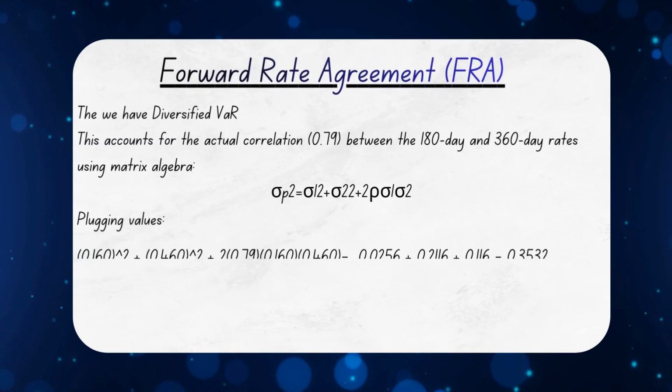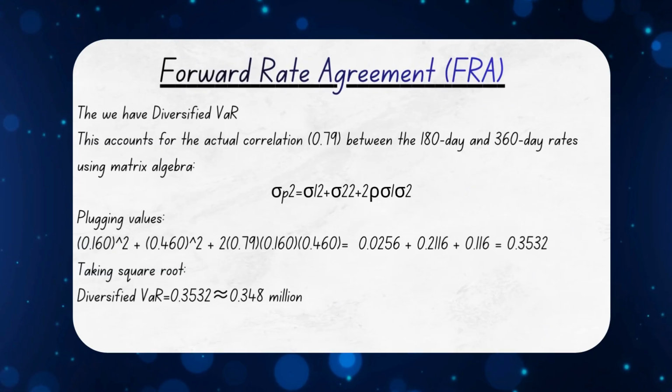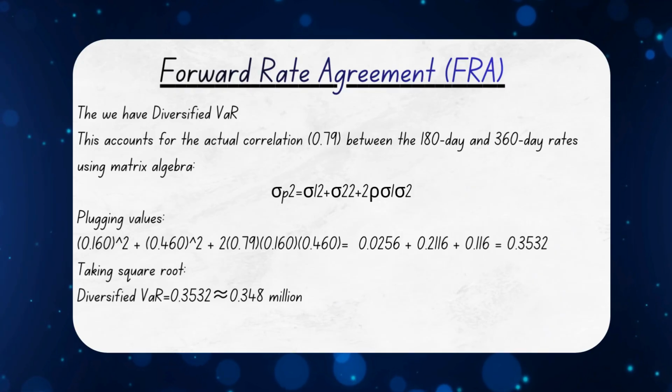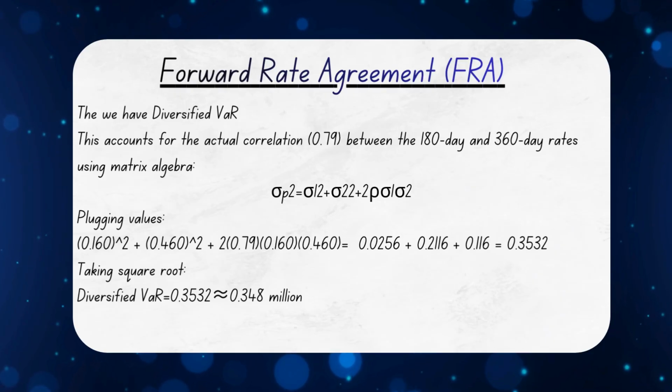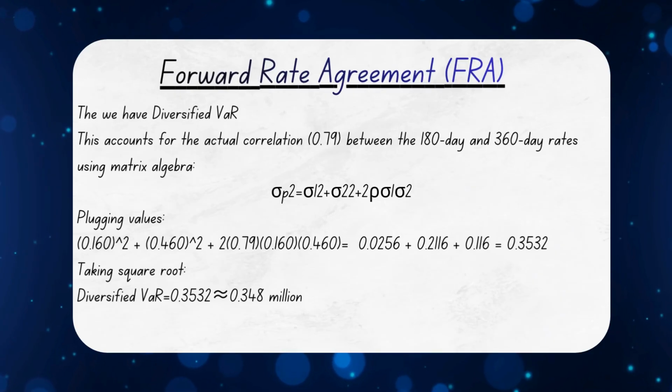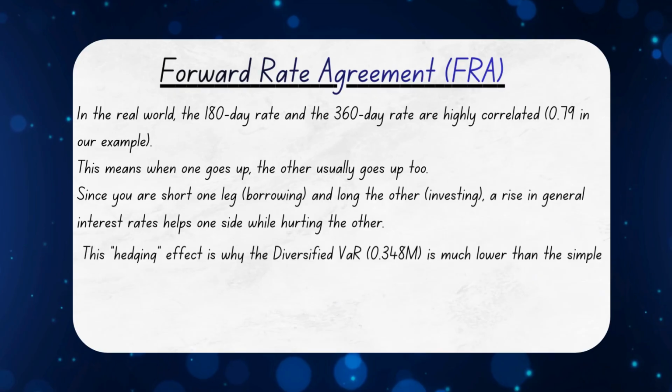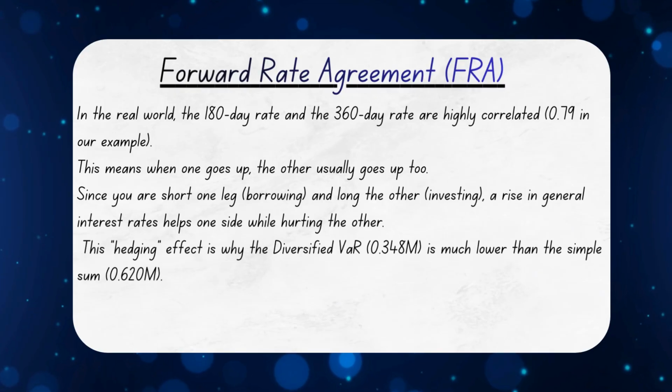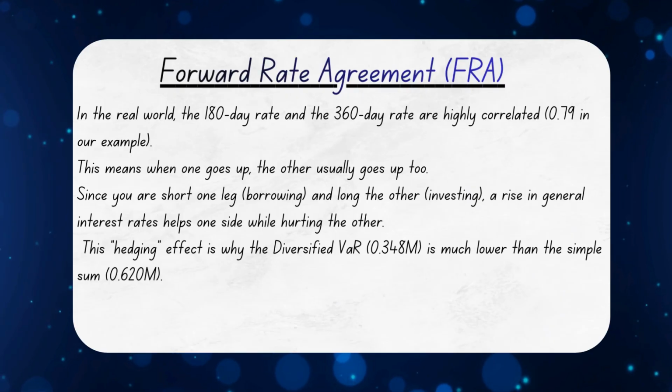But in real life, risks don't move perfectly together, so we use the correlation of 0.79 to adjust the calculation. Plugging the numbers into the formula gives 0.3532. Taking the square root, the diversified VAR becomes 0.348 million. And that's the key idea. Because one side is borrowing and the other is investing, gains and losses offset each other. So the actual risk is much lower than just adding everything blindly.